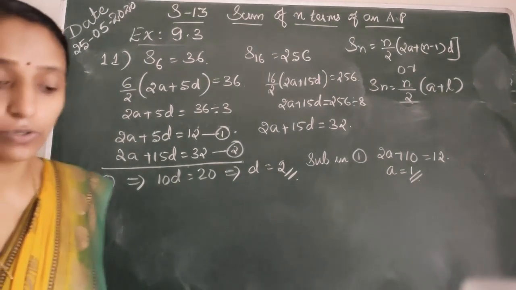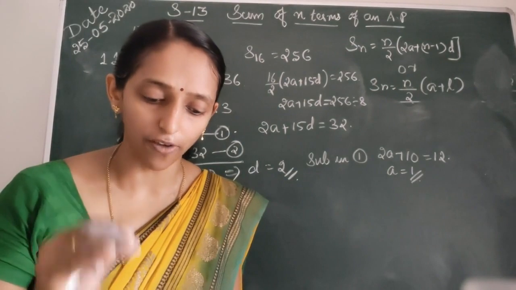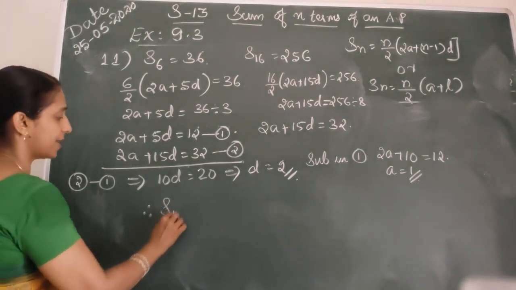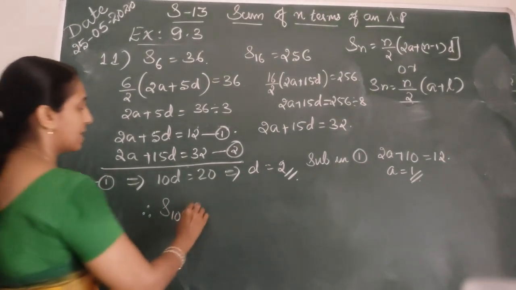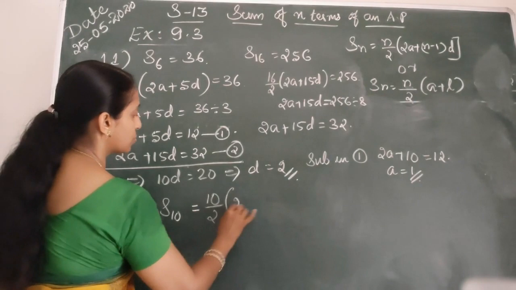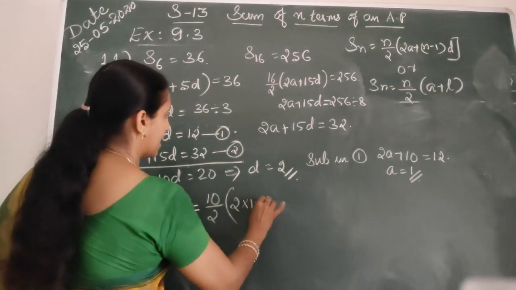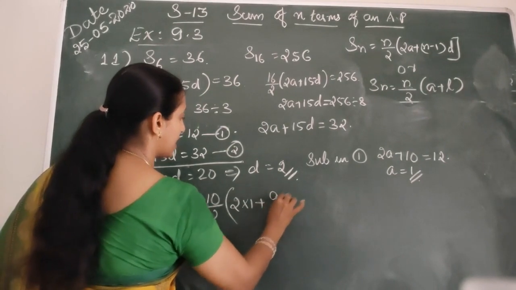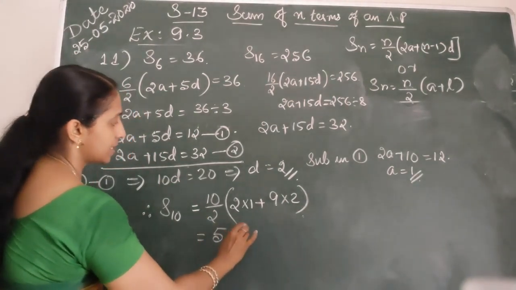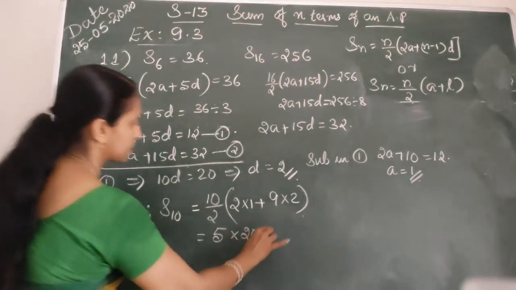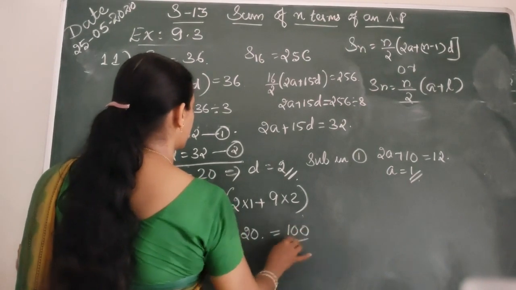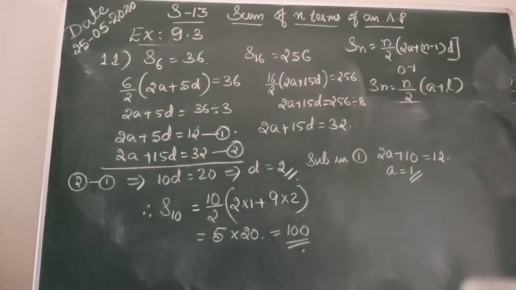Now what we have to do? We have to calculate the sum of first 10 terms. Therefore, S10, sum of 10 terms, will be equal to 10 by 2 into 2A plus 10 minus 1, 9D. That is 5 into 18 plus 2, 20. You are getting the sum of 10 terms as 100. Sum of 10 terms as 100. Note down.